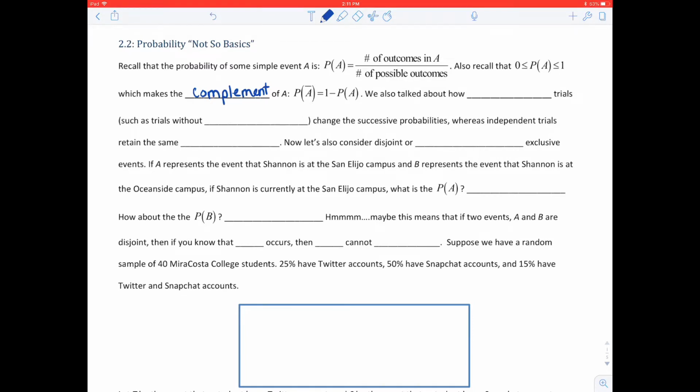We also talked about how dependent trials, such as trials without replacement, change the successive probabilities, whereas independent trials retain the same probability no matter what trial you're on.